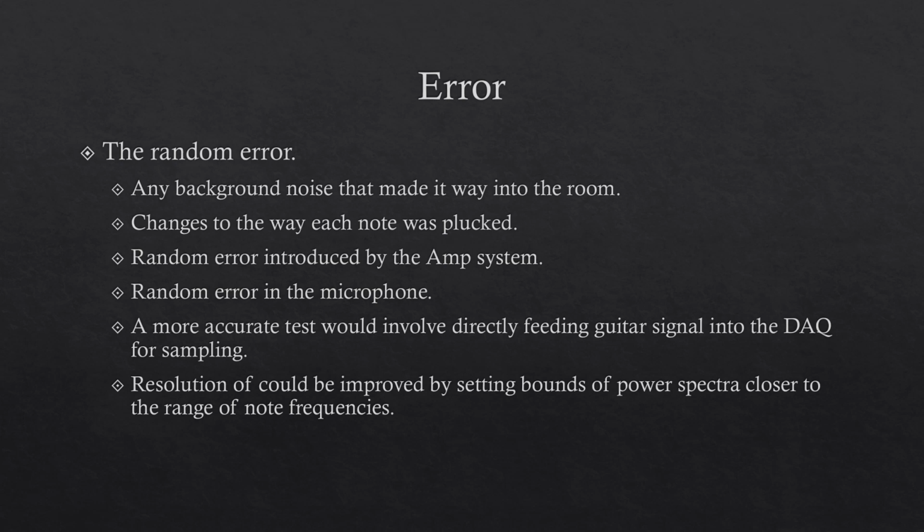So a more accurate test would involve directly feeding the guitar into the DAC through some sort of breakout, and the resolution of the power spectra could have been improved by resetting the bounds closer to the range of expected frequencies, because we now know that guitar frequencies will range from approximately 75 hertz with an upper bound of about 450 hertz.